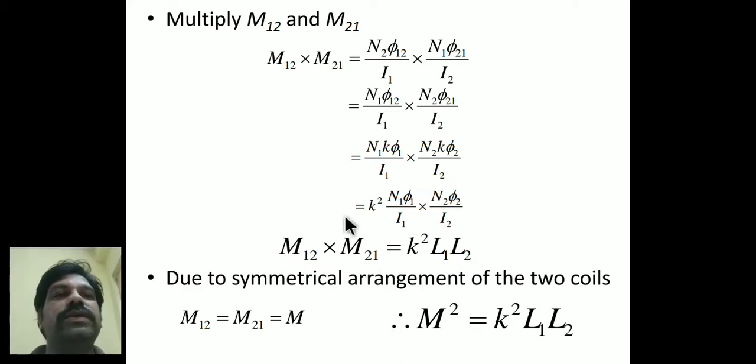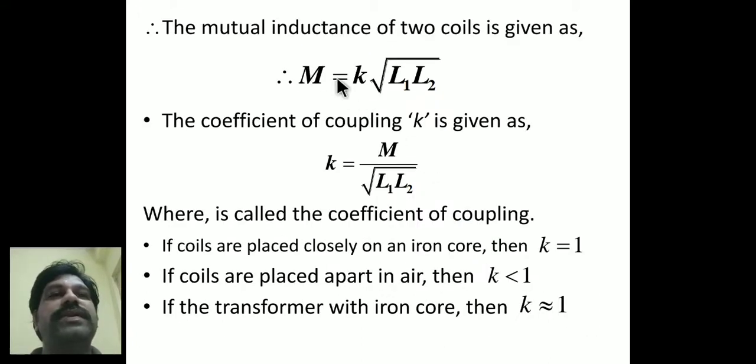Therefore, M12 into M21 is equal to K square into L1 L2. Because of the symmetrical arrangement, we have the same inductance between the two coils. Therefore, M12 is equal to M21 is equal to M. Therefore, M square is equal to K square into L1 L2. It implies M is equal to K root L1 L2, where K is called the coefficient of coupling, that is given as M by root L1 L2.